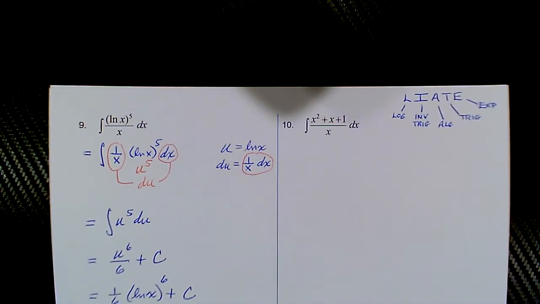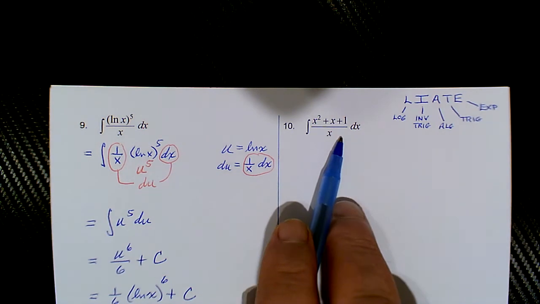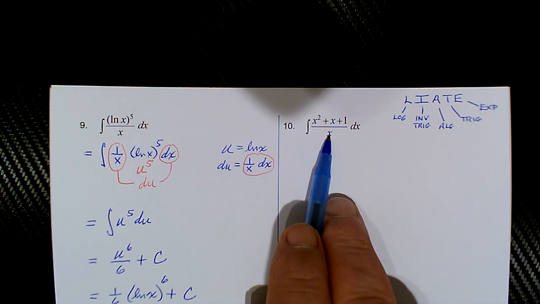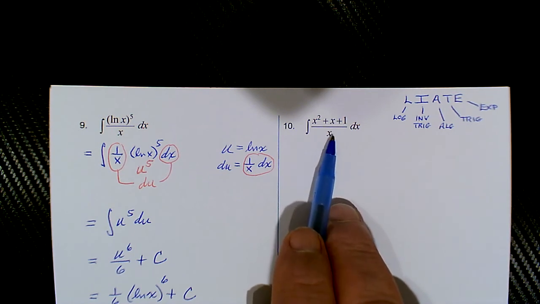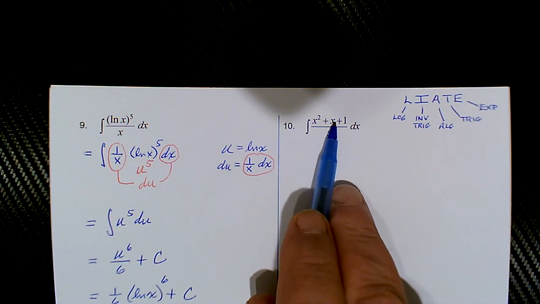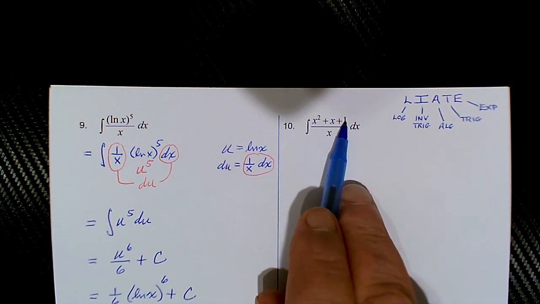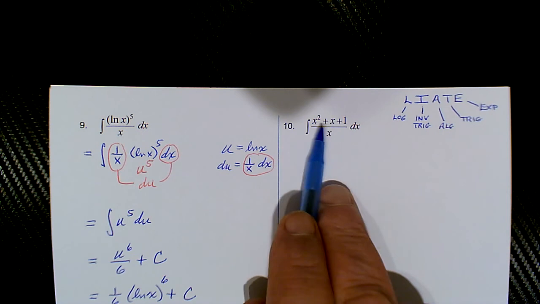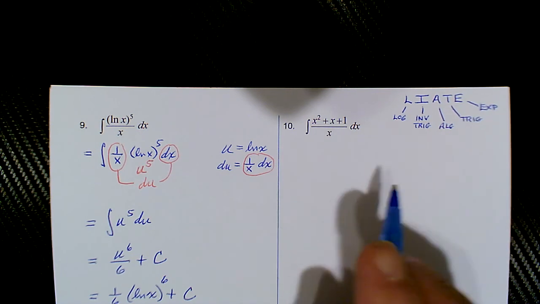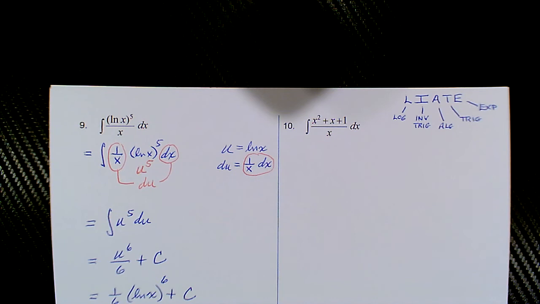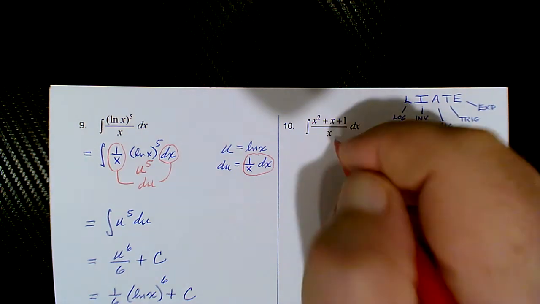In number 10, we have a fraction, and the denominator is not a power, but if we think about it, if it's going to fit du over u, the derivative of the denominator has to be the numerator. And the derivative of x is 1, and there's a 1 in there, but we've got way too many extra terms. So this is a nice problem because what it requires is an algebraic modification.